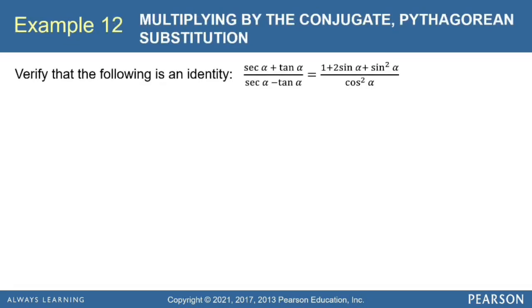So here is example 12, and it says verify that the following is an identity. We have secant of alpha plus tangent of alpha all over secant of alpha minus tangent of alpha, and that's supposed to be equal to 1 plus 2 sine alpha plus sine squared alpha all over cosine squared alpha. Now if you're like me, you can't imagine simplifying what we see on the left side here and ending up with what we see on the right, because that doesn't look simple at all. And the same thing goes for the right. We're not going to simplify this expression on the right and end up with what we see on the left.